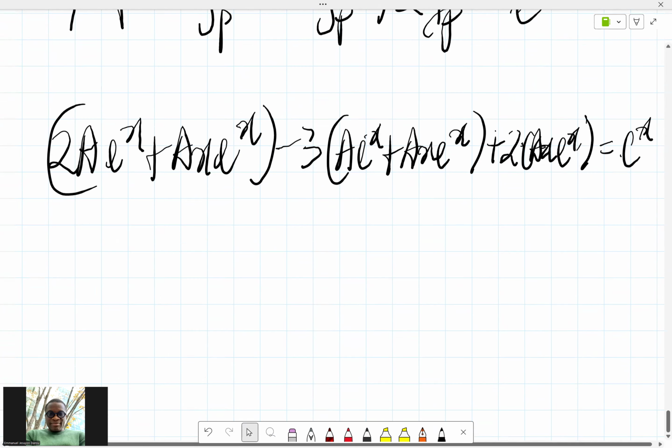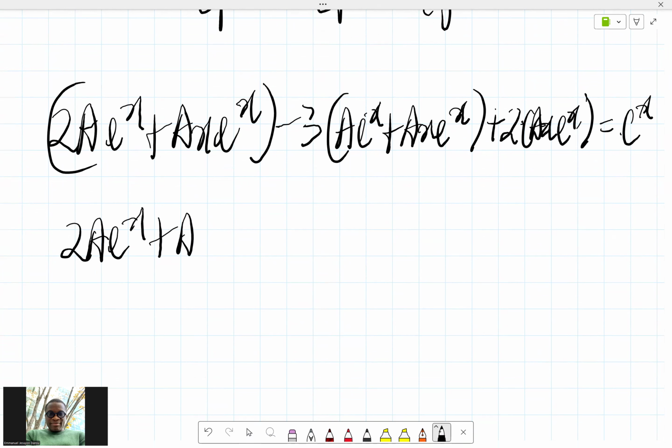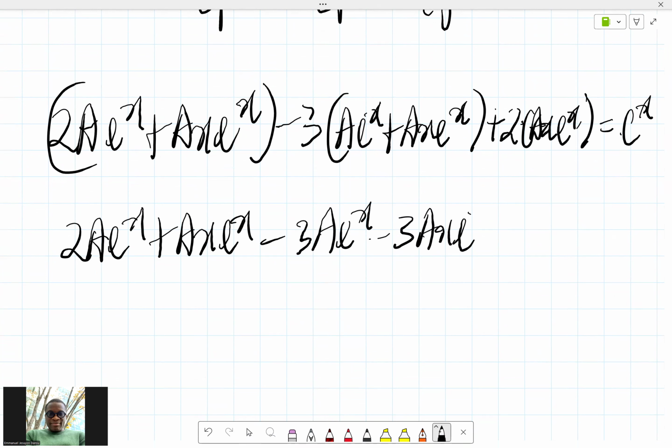All right. So we can open up everything, and we have 2A e raised power x plus A x e raised power x minus 3A e raised power x minus 3A x e raised power x plus 2A x e raised power x is equal to e raised power x.